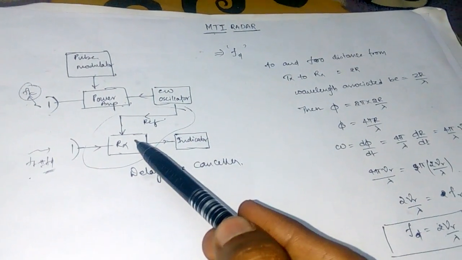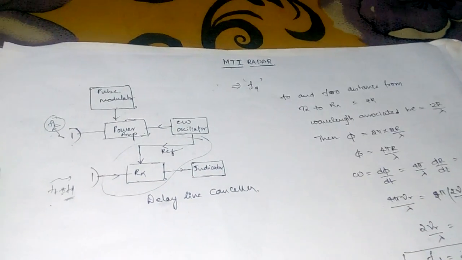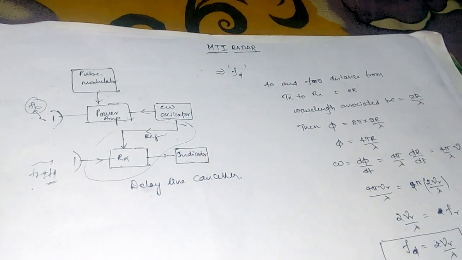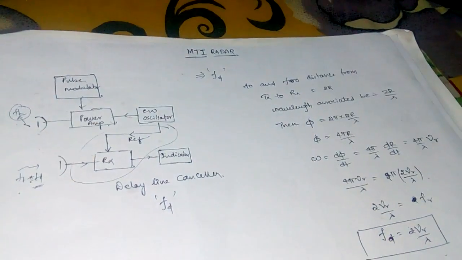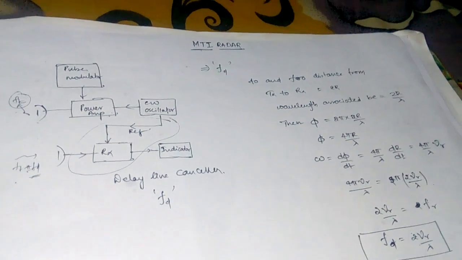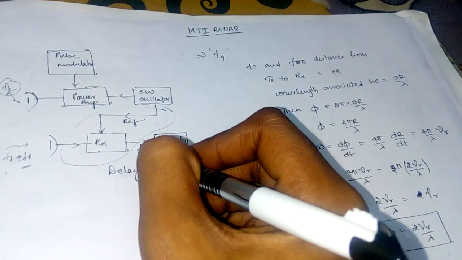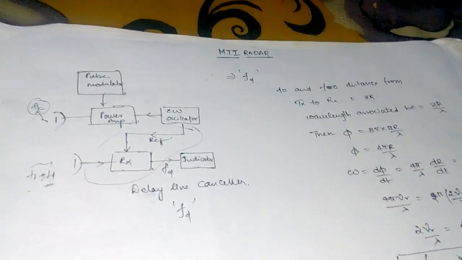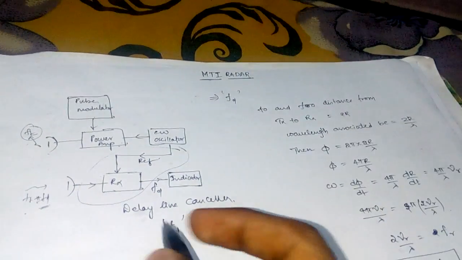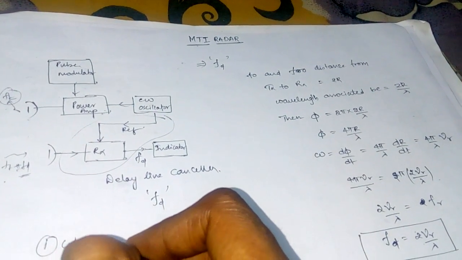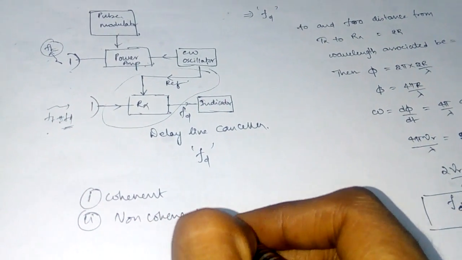It delays the output by PRT time units, that is, pulse repetition time units, and subtracts the original signal from the delayed signal, and we get the Doppler frequency information from there. In this way we get the basic Doppler information from the delay line canceller, and it is shown on the indicator. This is how an MTI radar works. Now this MTI radar is of two types: one is coherent MTI, the second is non-coherent MTI.